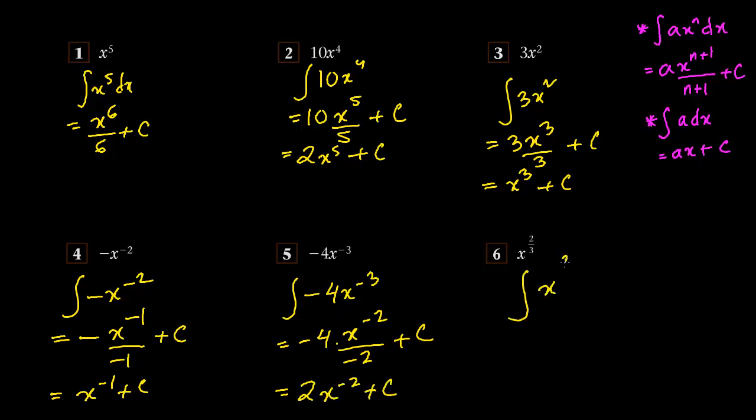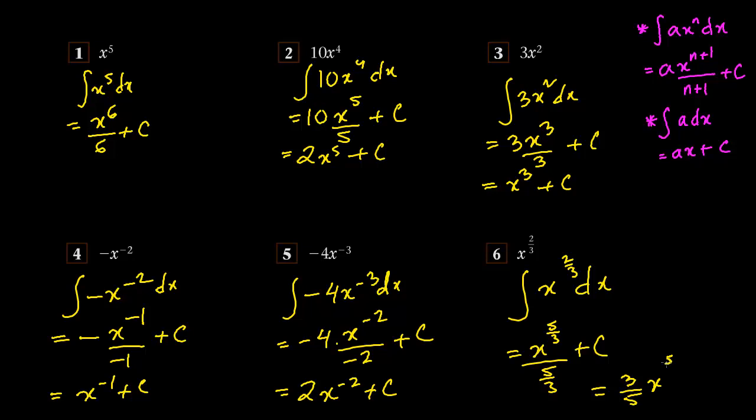Integration of x to the power 2 by 3 dx. There will be a dx. Let me correct this. Okay, so this is going to be x to the power 2 by 3 plus 1, which turns out to be 5 by 3, divided by 5 by 3, and the constant of indefinite integral is plus c. So this would be 3 by 5 x to the power 5 by 3 plus c.